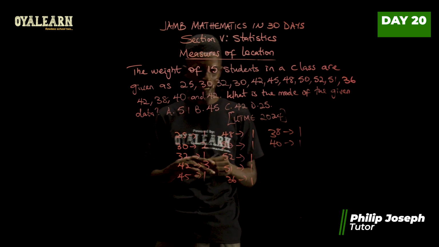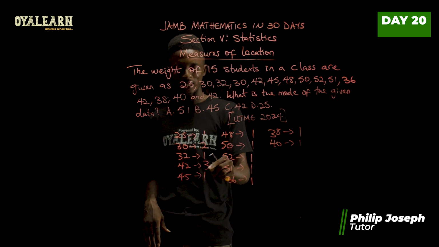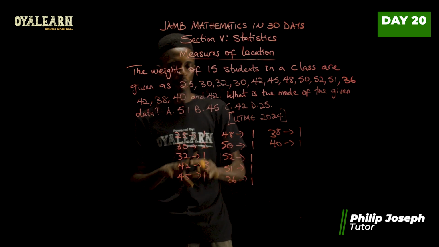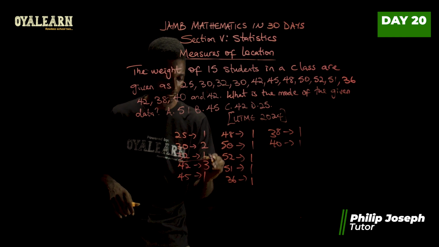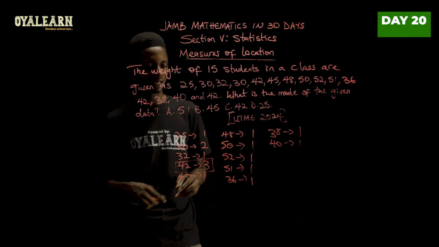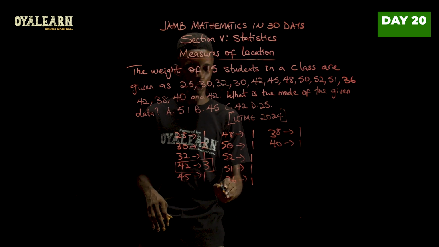Now let's see how many we have here. This is 1, 2, 3, 4, 5, 6, 7, 8, 9, 10, 11, 12, 13, 14, 15 numbers. So we see we've captured everything here. And the highest occurring one is 42, that appears 3 times. So our mode is 42. So we're going to pick option C.